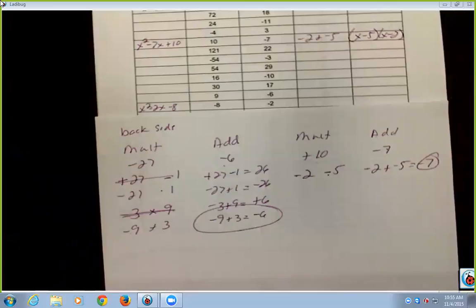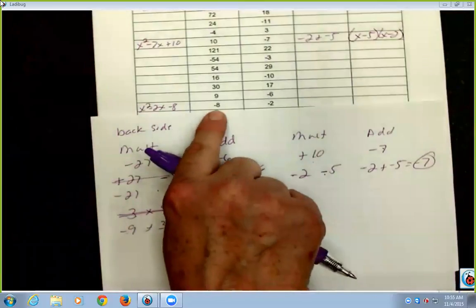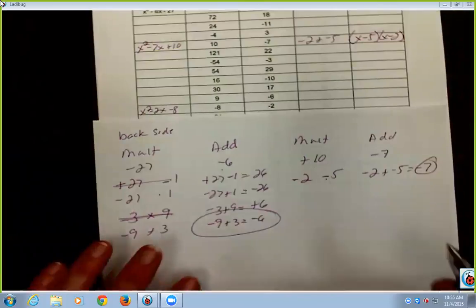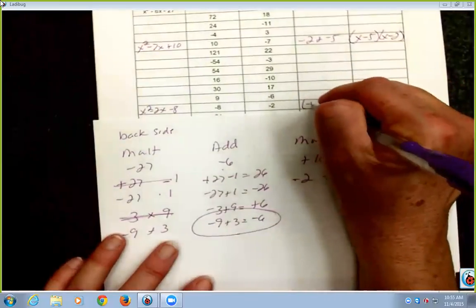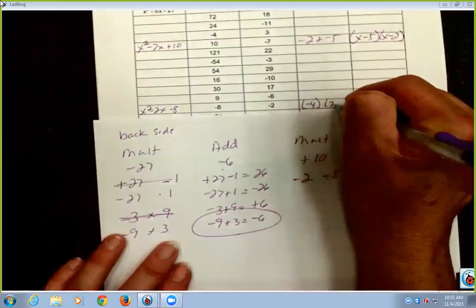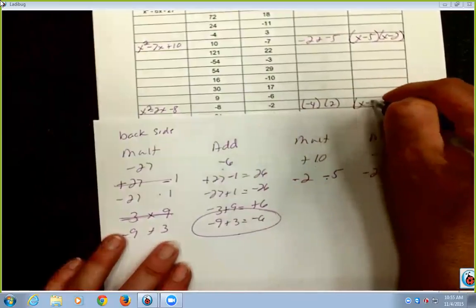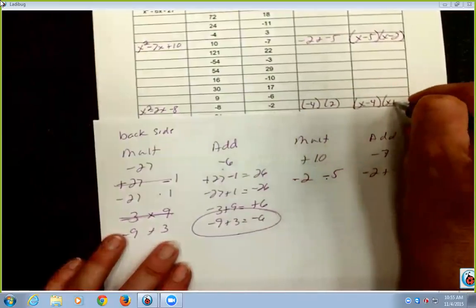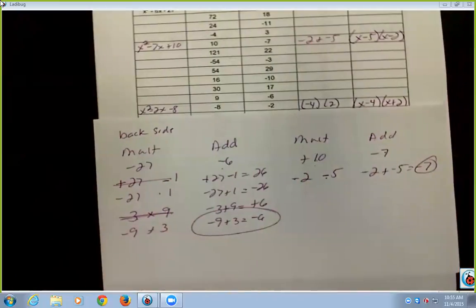Nope, because a negative 1 times a negative 2 is not 8. Oh, negative 4. Okay, I missed your negative there. Negative 4, and what was the other one? And a positive 2. So x minus 4 and x plus 2 would be what you get. Okay.